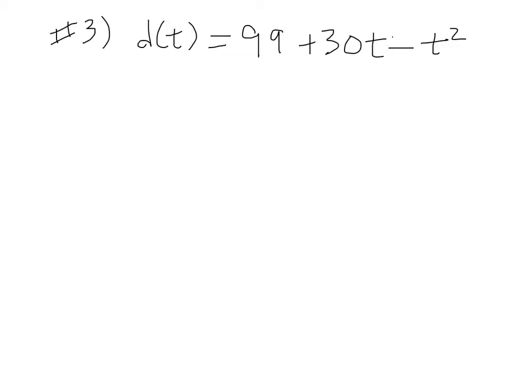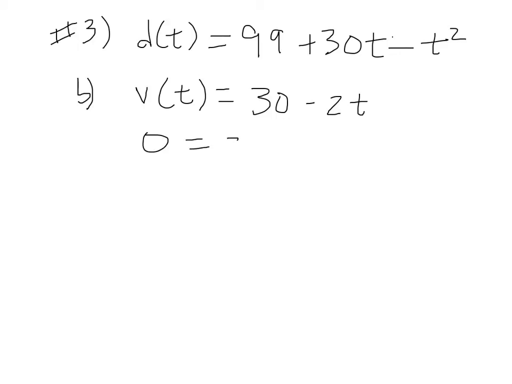So for part B, what range of times is the velocity positive? Just go ahead and get a velocity equation. The 99 is gone, and we've got 30 minus 2t. In order to know where this is positive or negative, it's helpful to find out where it's 0 first. So I'm going to set it equal to 0, and we're getting a t value of 15 seconds. We didn't get a unit for this, did we? Okay, so we'll just say t equals 15.